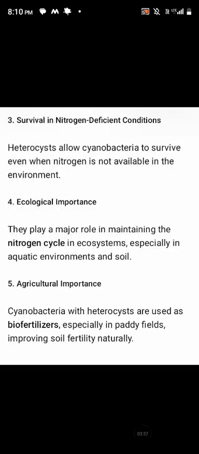Third, survival in nitrogen deficient conditions. Heterocysts allow cyanobacteria to survive even when nitrogen is not available in the environment. Fourth, ecological importance. They play a major role in maintaining the nitrogen cycle in the ecosystem, especially in aquatic environments and soil. Fifth, agricultural importance. Cyanobacteria with heterocysts are used as biofertilizers, especially in paddy fields, improving soil fertility naturally.